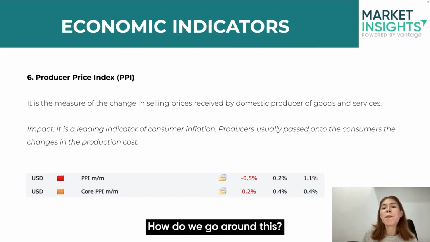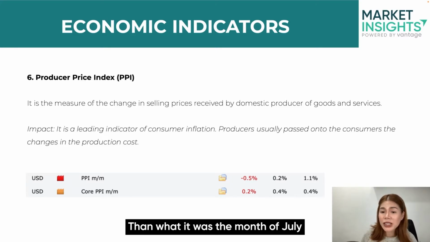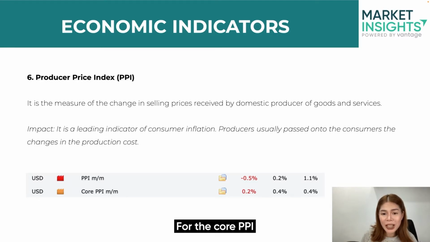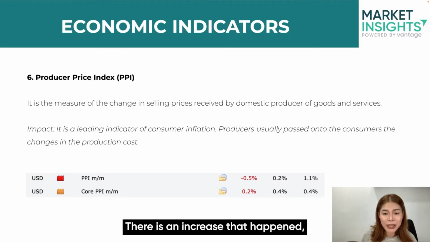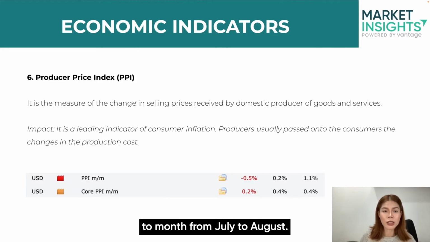How do we go around this? For the month of July, prices for the producers increased by 1.1%. But instead of increasing this month, for the month of August, it was actually reduced. It was 0.5% less than what it was in the month of July. For the core PPI, there was actually an increase observed. It was a 0.2% increase versus 0.4% forecasted. Even though there is an increase that happened, it is below the forecast, so this is red in color. But still, this is a positive figure. Therefore, the core PPI still increased from month to month, from July to August.